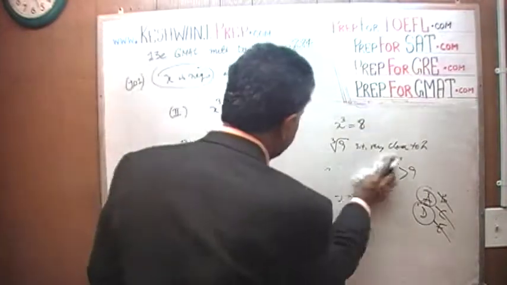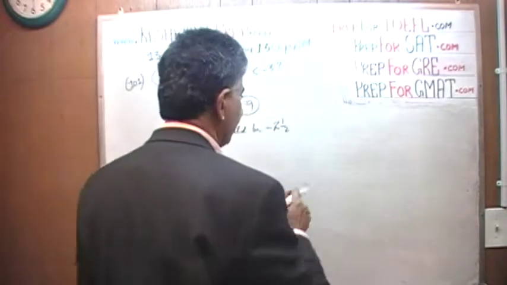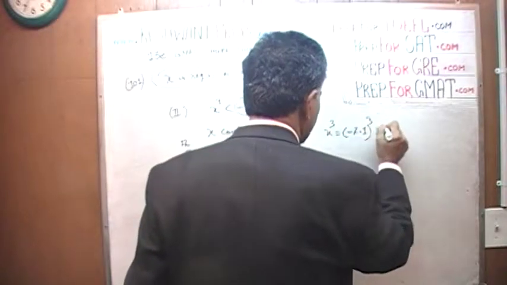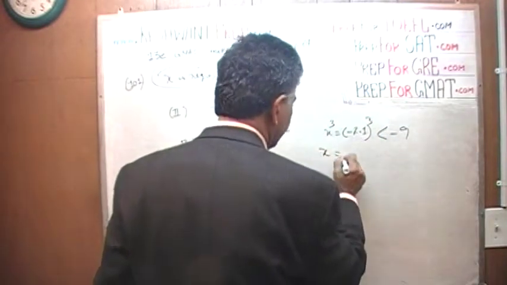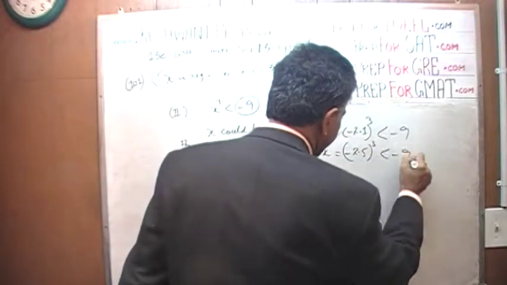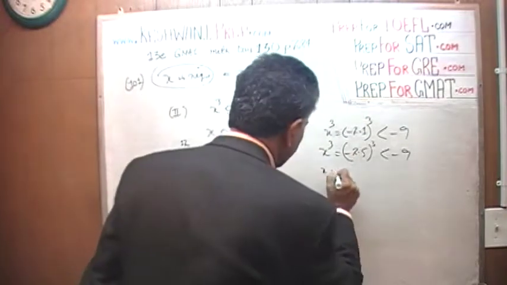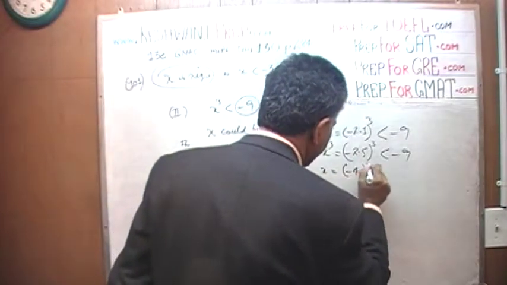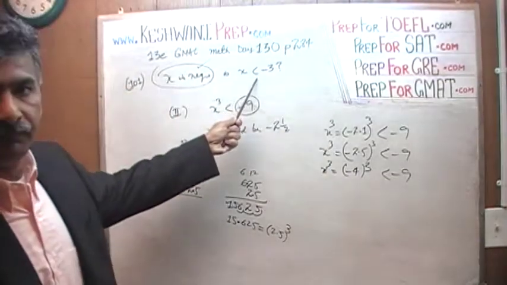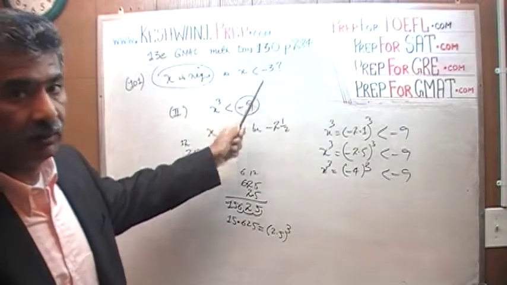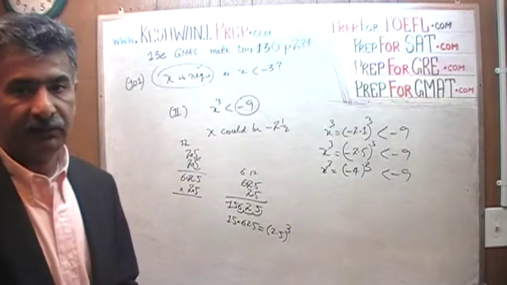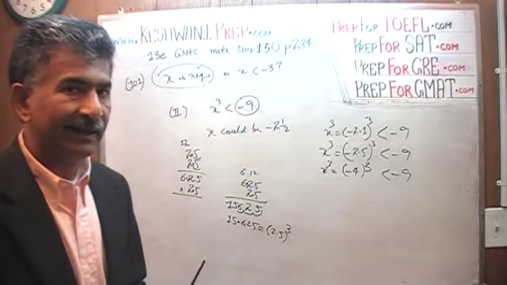So here what we find is that x could equal negative 2.1, and that cubed is going to be less than negative 9. X could equal negative 2.5, and then the cube of that is going to be less than negative 9. X could be equal to negative 4, and the cube of that is going to be less than negative 9. So how can we tell if x is less than negative 3? We cannot. X could be less than negative 3, but we do not know for sure, because simply telling us that x cubed is less than negative 9 does not tell us for a fact that x is less than negative 3.